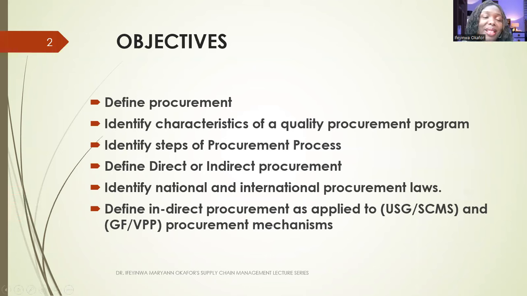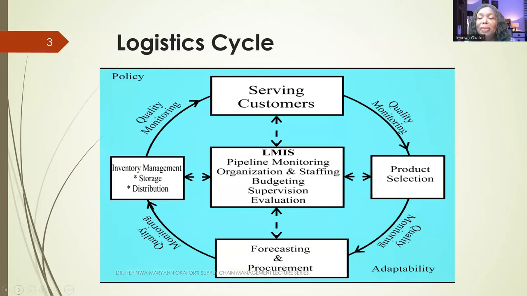Section objectives. It is expected that at the end of this class, you should be able to define procurement, identify characteristics of a quality procurement program, identify steps of the procurement process, define direct and indirect procurement, identify national and international procurement laws, and define indirect procurement as applied to United States government procurement mechanisms.